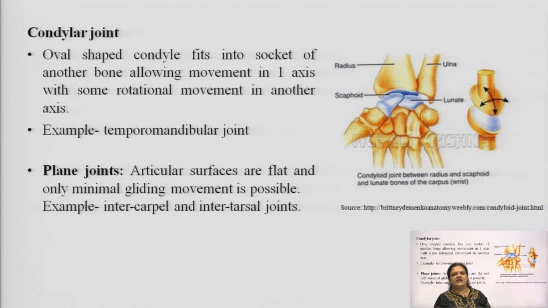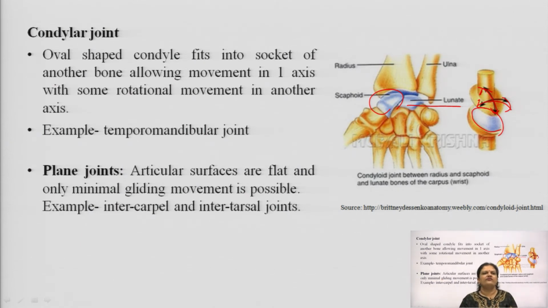For example, the temporomandibular joint. So, see the structure. This structure is like a ball and socket type. Okay. Condylar. So, this is the arrow you will see here, students. These are the axes of movement from the presence of the condylar joint in the wrist bone. So, this is the scaphoid bone and this is the lunate, and just above the wrist bone we have the radius and ulna.